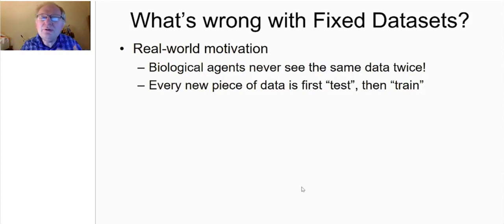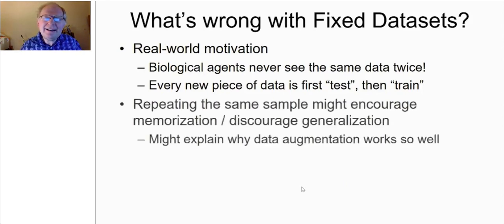And so for every new piece of data you see just once, you first treat it as a test sample. So you decide what to do based on that piece of data. And then, unless you die somehow, if you make the wrong choice, then you can get to also use that piece of data as training data for what comes next. But you'll never ever experience it again. Okay?